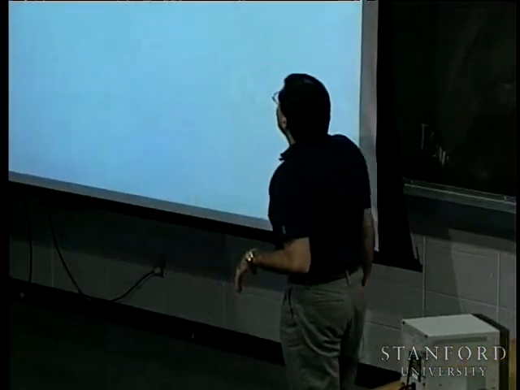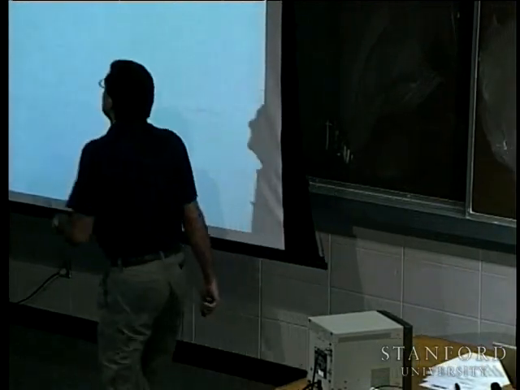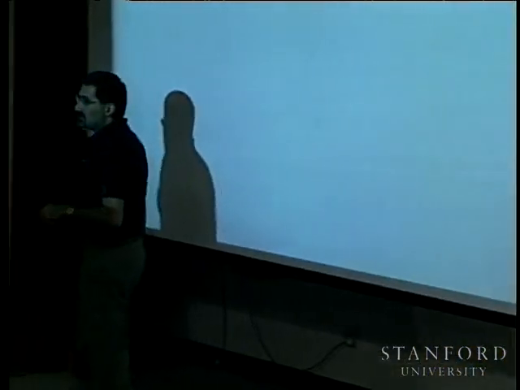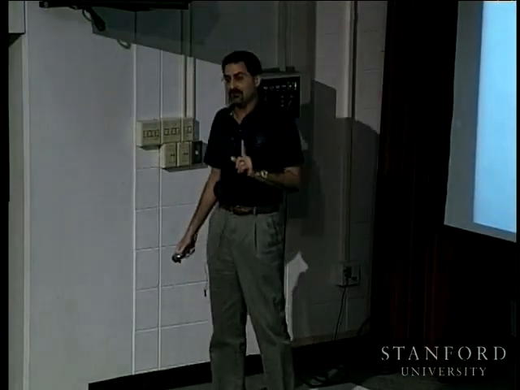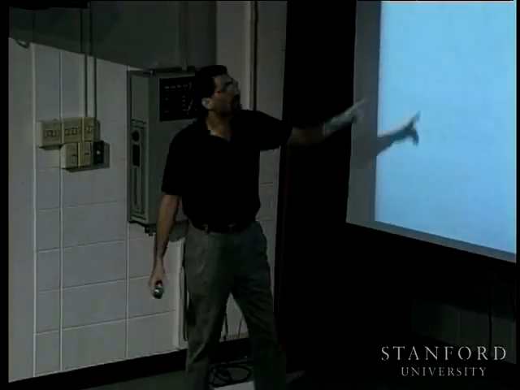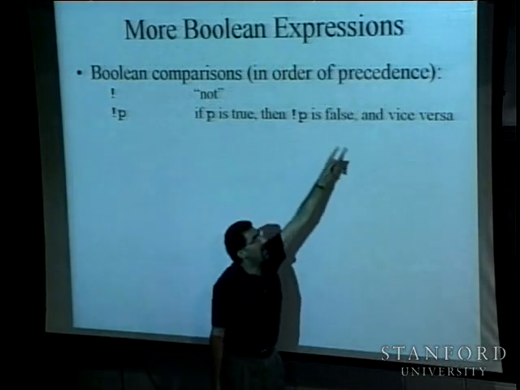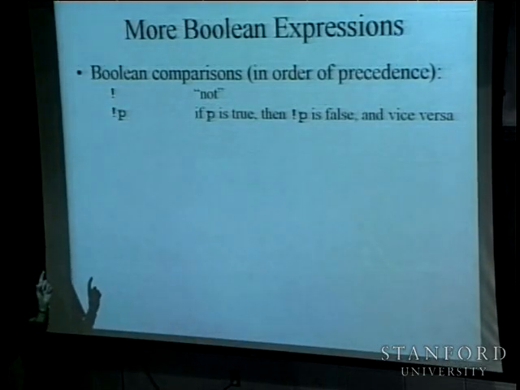It turns out there's a bunch of operations you can do on Booleans. There's an operation which is the bang, or the exclamation point, which means not. That's logical not. So if you're a logic person, this is familiar to you. If you're not a logic person, I'll tell you what it means. If you put not in front of some Boolean expression or some Boolean variable like P, if P is true, then not P is false, and vice versa.